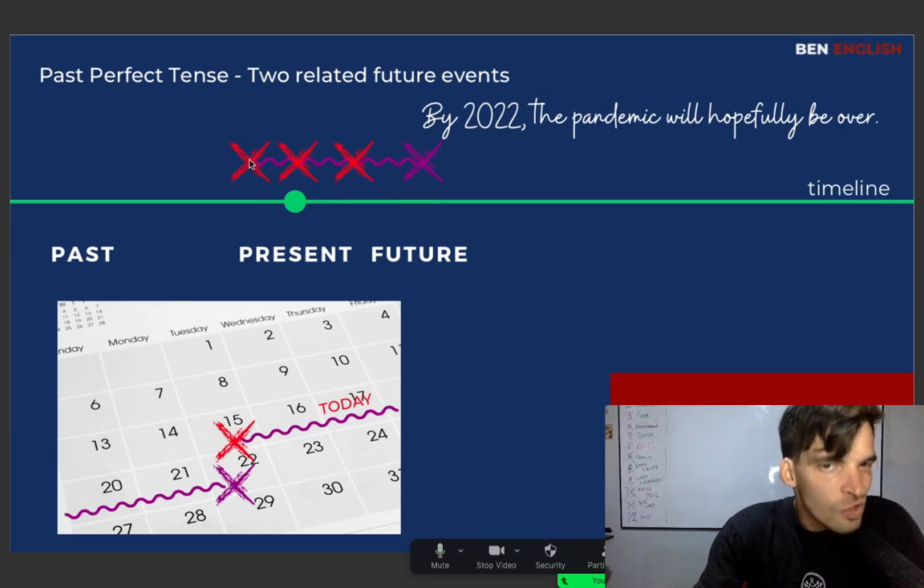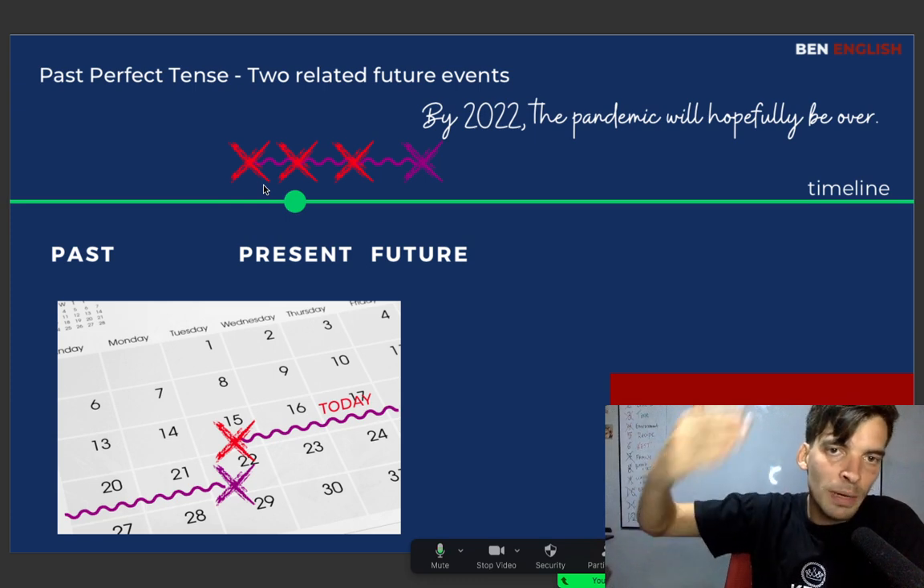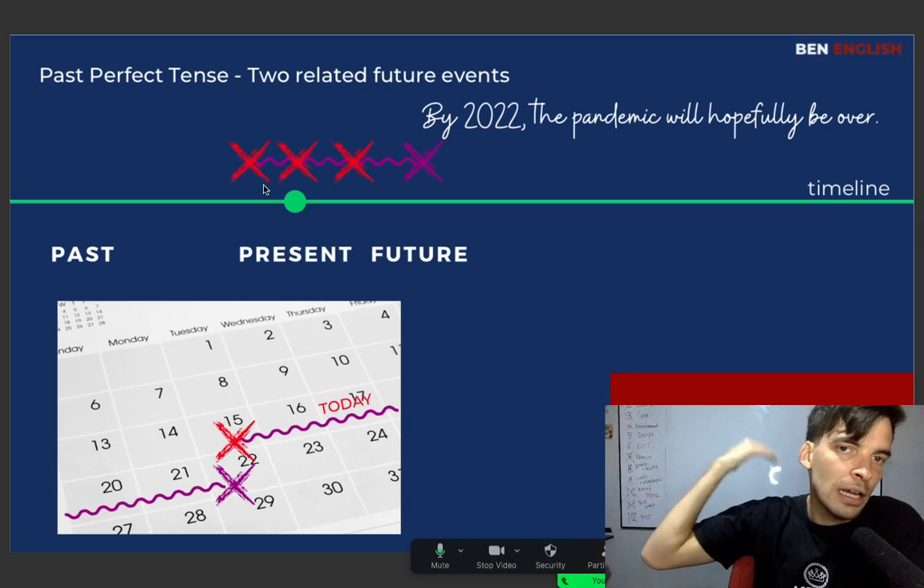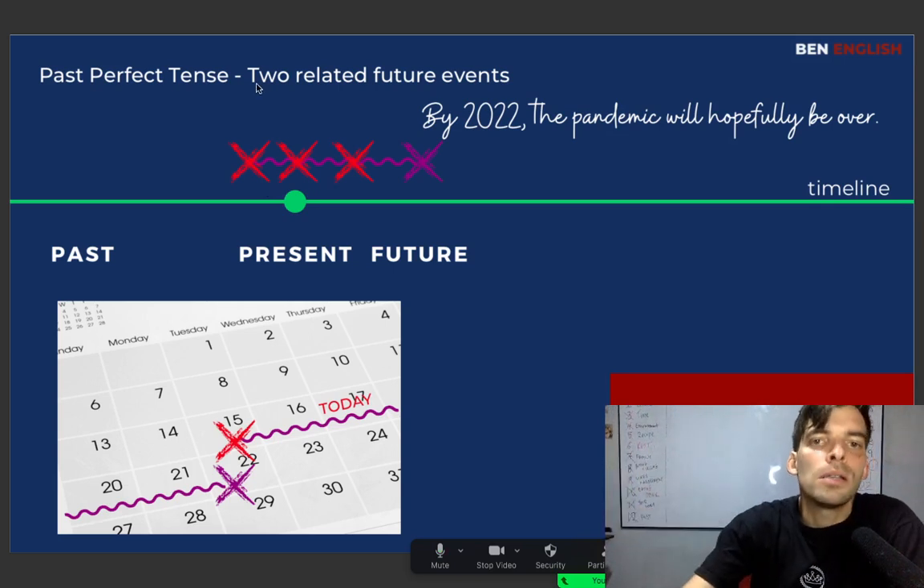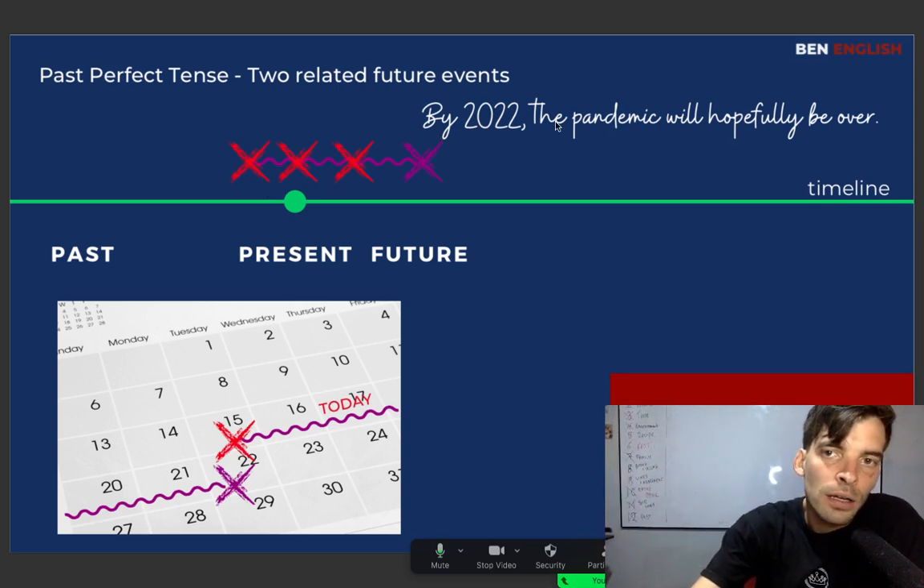So it's the same thing now, but being pushed into the future. However, it's possible that when the second event happens, the first event could have been from the past, could be in the present, or could be the future. It's quite flexible. So let's say by 2021, the pandemic will hopefully be over. So the pandemic started in the past and is here in the present, and hopefully by 2022, it will be over.